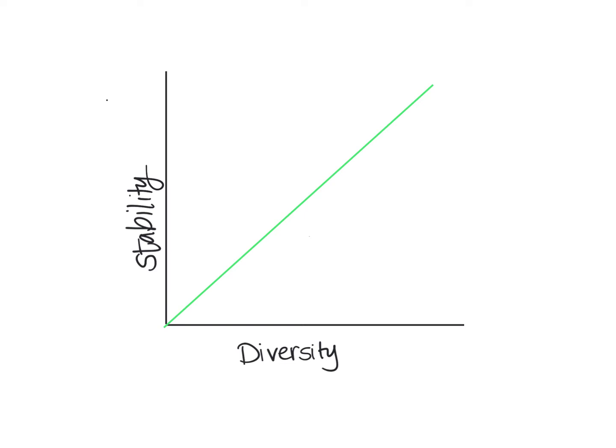You could also say that the opposite would be true. If diversity is to decrease for whatever reason, then the stability of that ecosystem would also decrease.